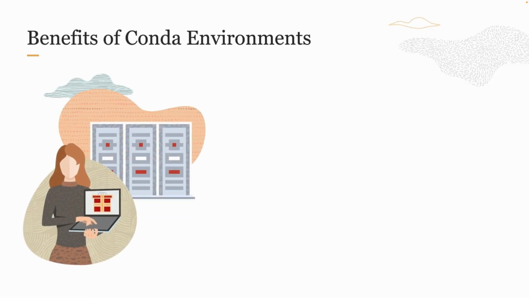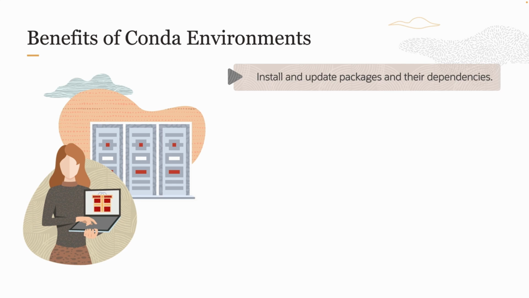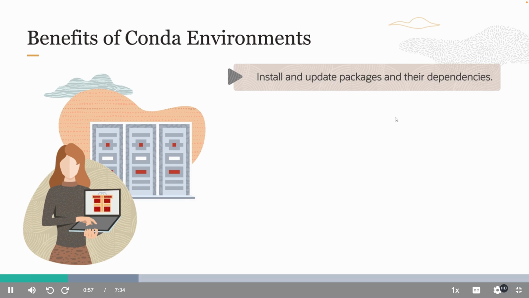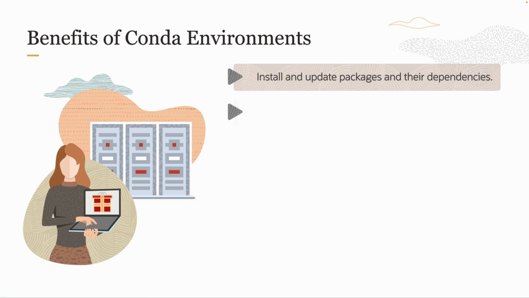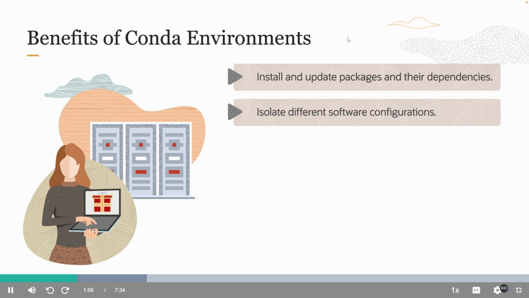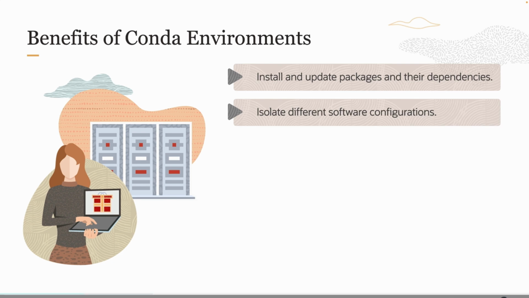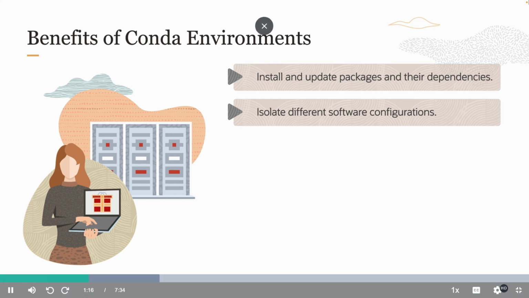So what are some of the benefits of using a conda? Well, first, it allows us to install the packages and only the packages that we need, or use an existing conda and just update the packages that we need to update. Second, it allows us to isolate different software configurations. For example, you may have one configuration for doing computer vision models, and that uses a different set of libraries than, let's say, a model that you're building using linear regression. So we can isolate these configurations so that they don't collide with each other.